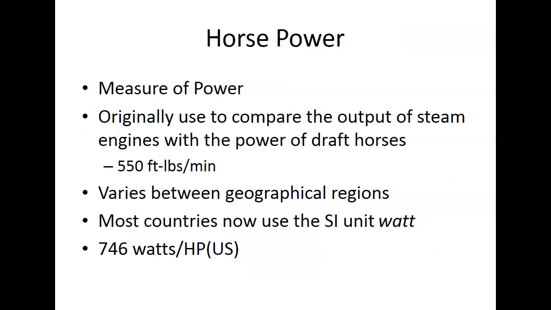So horsepower was originally used to compare the output of a steam engine with the power of draft horses, and it works out to be 550 foot-pounds per second. They tied horses one at a time, hooked a chain up to them, had the load down in a well, and saw how far they could pull it in a minute. What was the power we were using before those steam engines? Horses. And everybody wanted to compare it to what? Horses. So that's where they came up with horsepower.